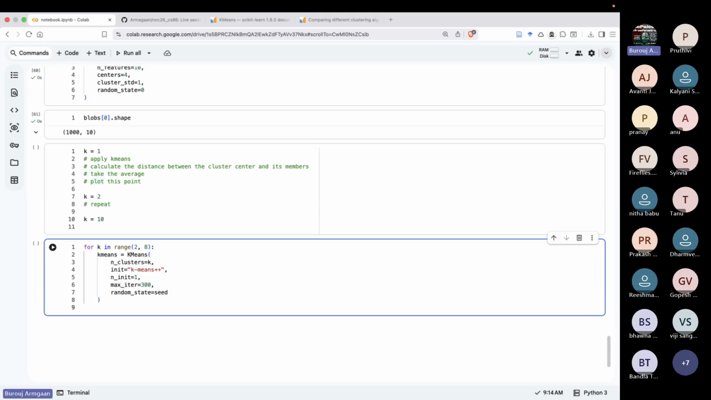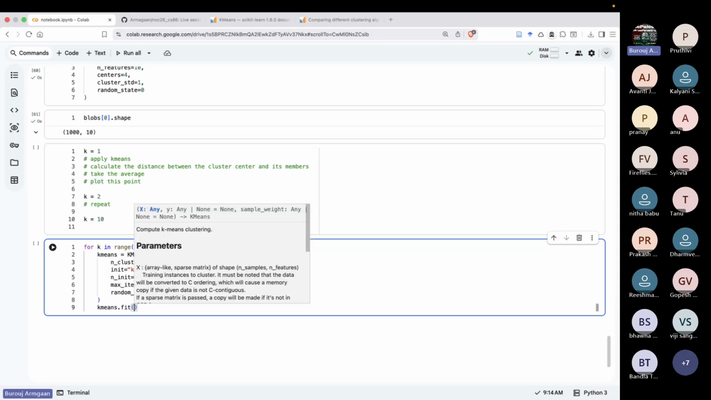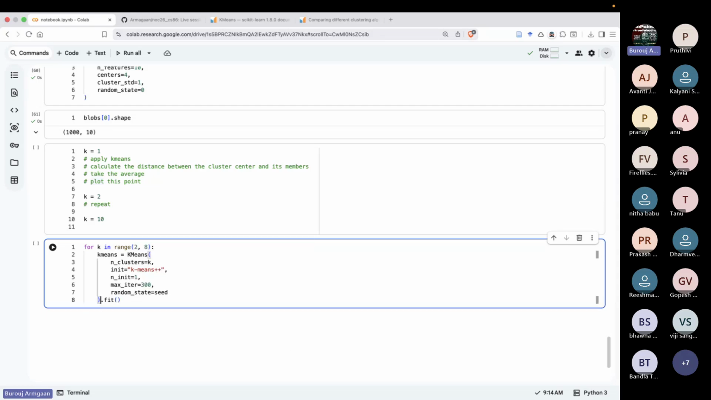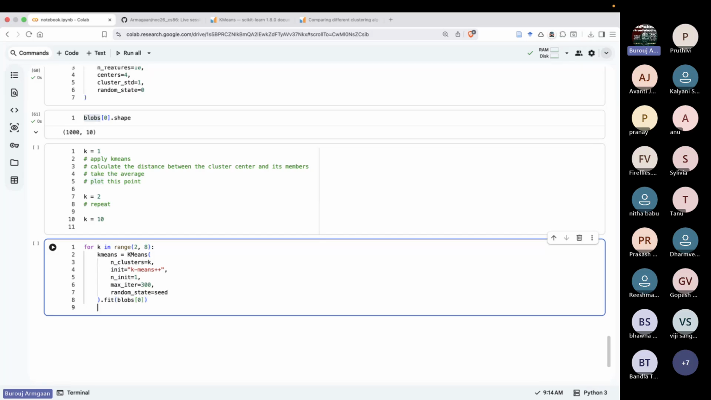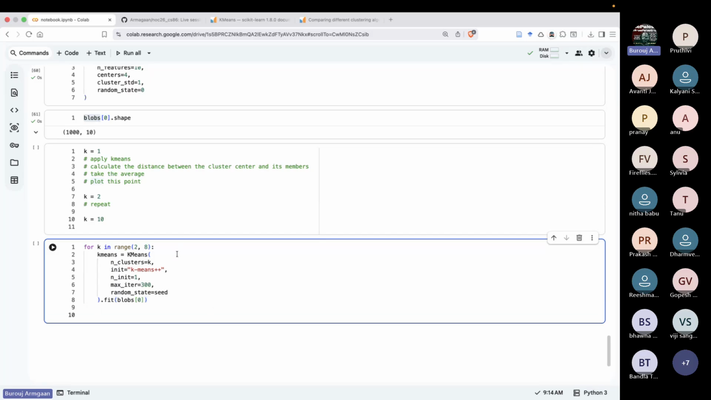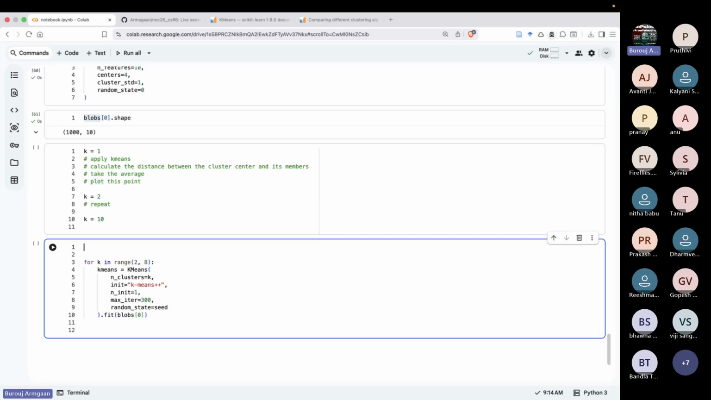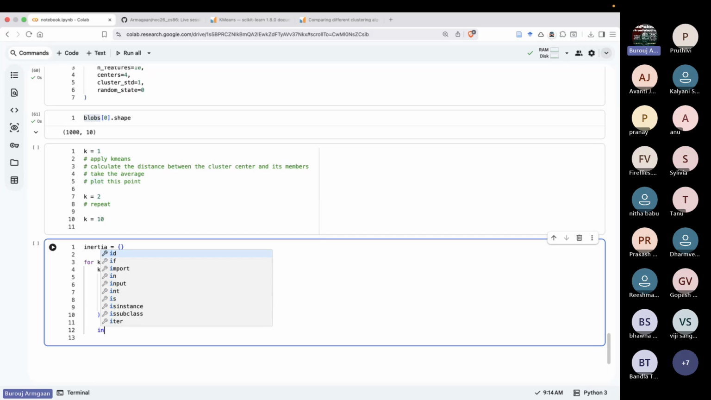Okay, so we have this k-means. We can call fit on it, k-means dot fit, or we can call it inline, and we pass in blob 0, right? This thing, blobs 0. So we have k-means, and then we can store the inertia. So we can maintain a dictionary, and we can say inertia k is equal to k-means underscore k-means dot inertia.